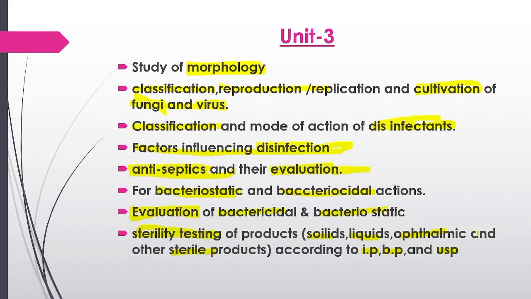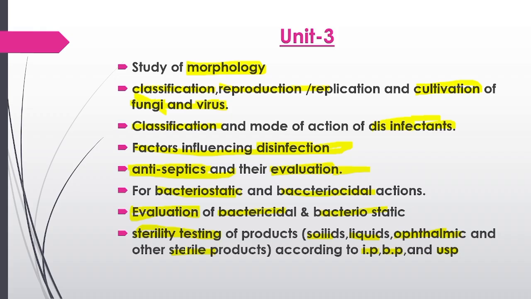And what are the methods we need to follow for the ophthalmic sterilization? The ophthalmics are mostly sterilized by using autoclaving, filters and other aseptic compounds along with the bulk heaters. Okay, this is about the sterilization of ophthalmics.